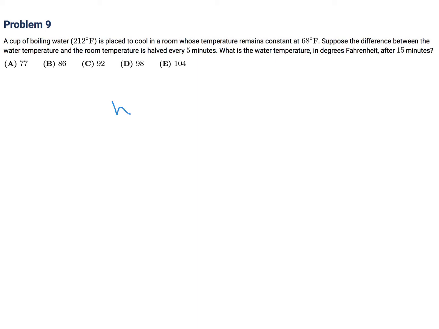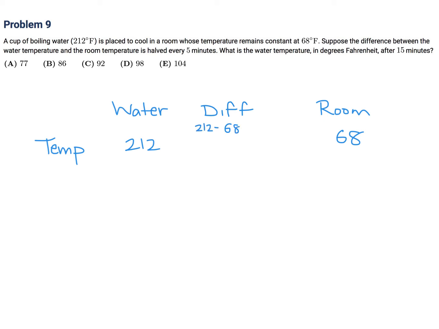Okay, so we have water, we have the difference, and then we have the room. Initially the temperatures for the water is 212 and the room is always 68. And the difference would be 212 minus 68, and that I believe is 144. And they're saying that this difference is halved every 5 minutes. So this is at time 0, and then after 5 minutes, this will be halved. So there will be 72, right? 1/2 of 144. And then this stays at 68.